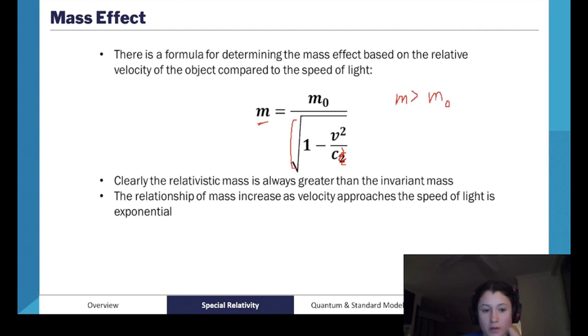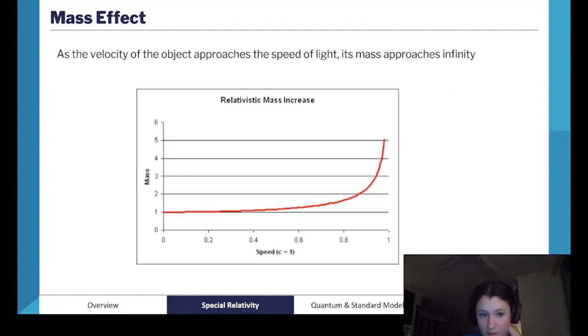So the relationship of mass increase as velocity approaches the speed of light is exponential, which I'll show you guys over here. As the velocity of the object approaches the speed of light, its mass approaches infinity.